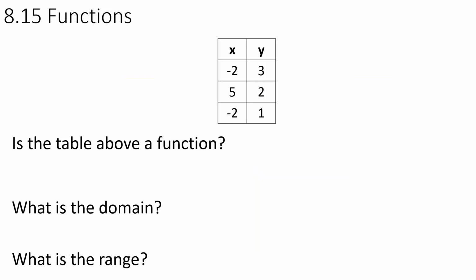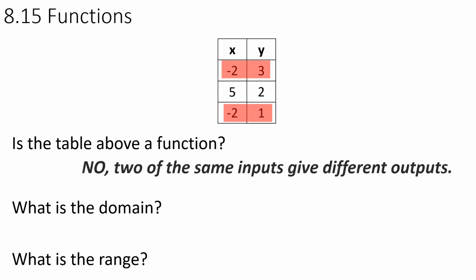Next, we're looking at functions. Actually, we're seeing if this is a function. And the fact that we've got an input of negative 2 giving me a 3, and then an input of negative 2 giving me a 1, the fact that the same input is giving two different outputs means that it's not a function. So no, it's not a function. Two of the same inputs give different outputs. If the outputs were the same, no big deal, but you can never have the same input give different outputs.